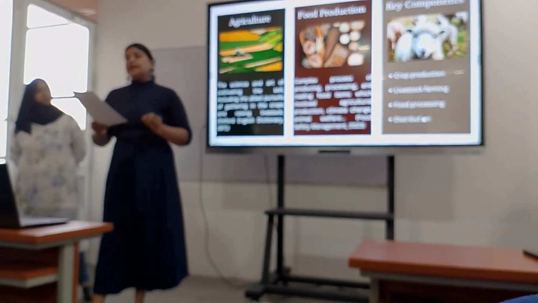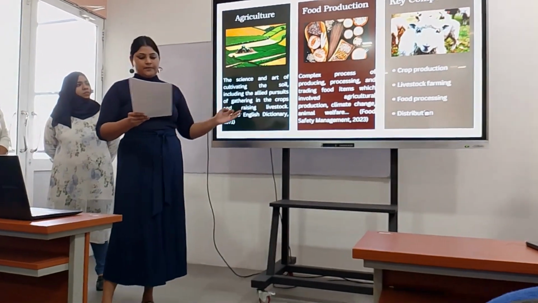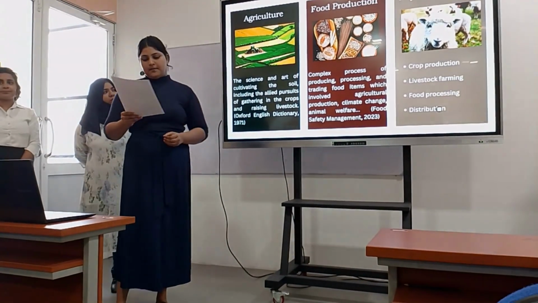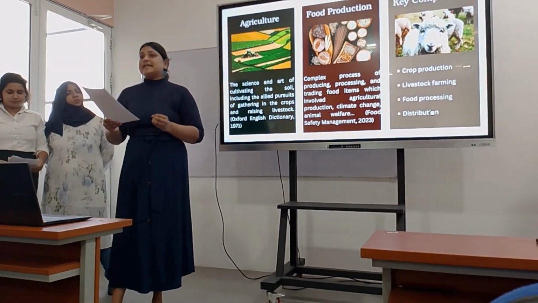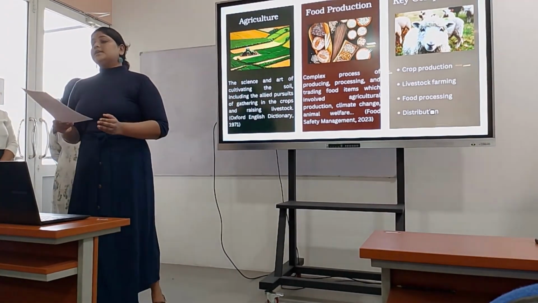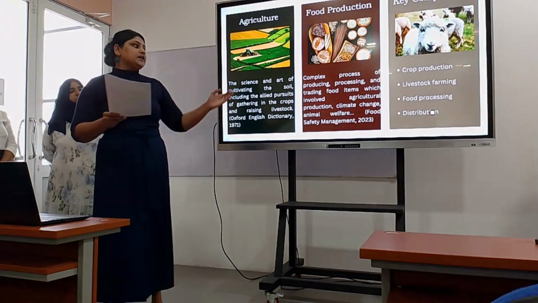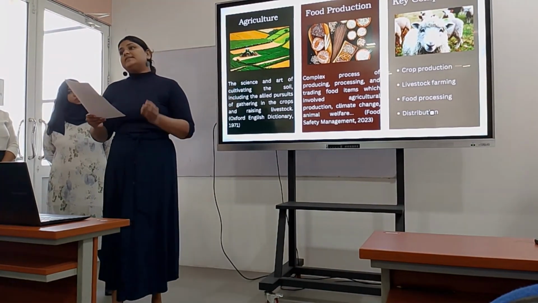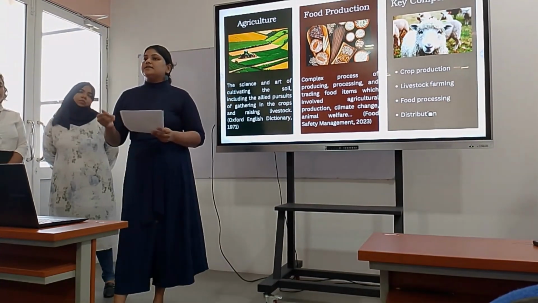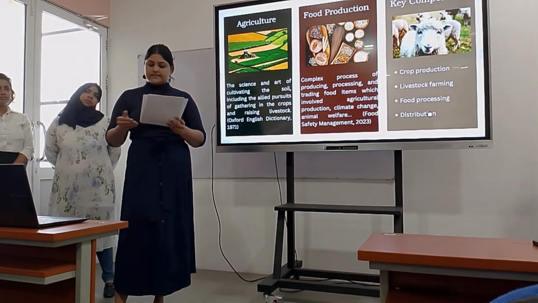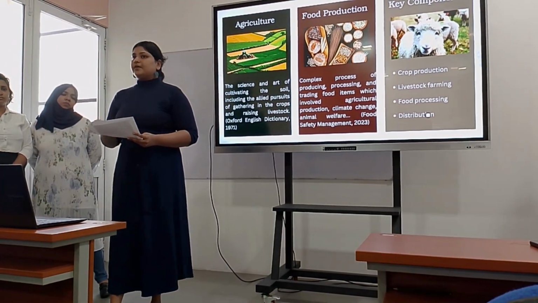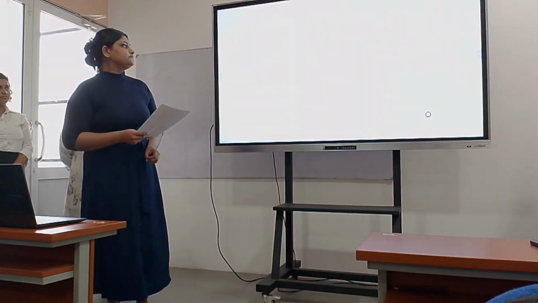Agriculture and food production include the key components of crop production, which grows plants for food and fuel, and livestock farming, which raises animals for meat and dairy. Then food processing, which turns raw ingredients into finished products, and lastly distribution, which delivers these products to the consumers. Understanding these key components sets the stage for our next discussion on core areas and technological advances in the agricultural industry.